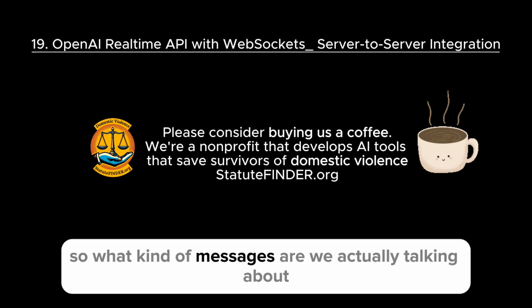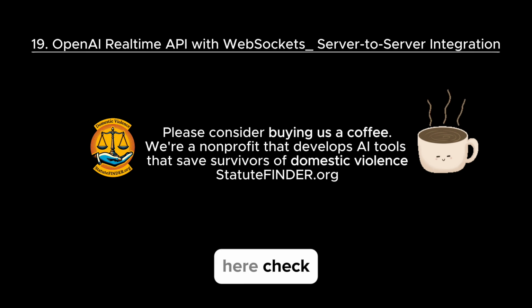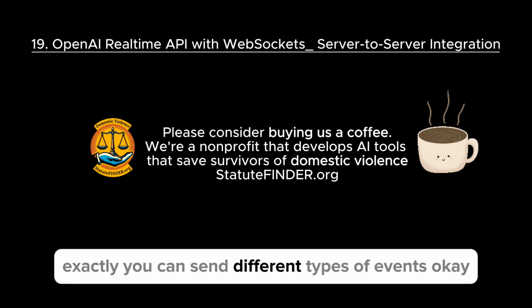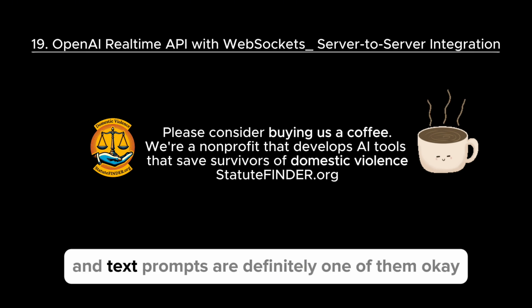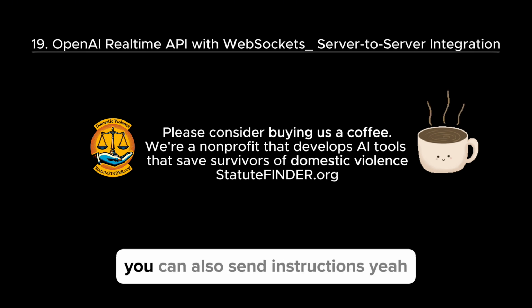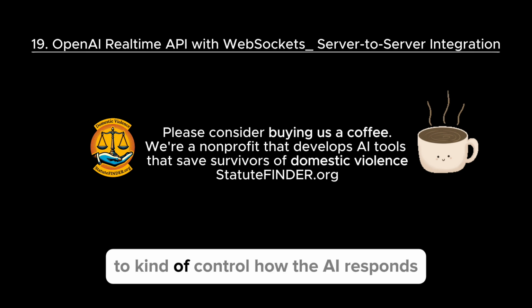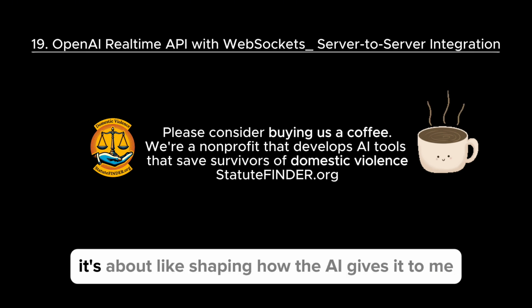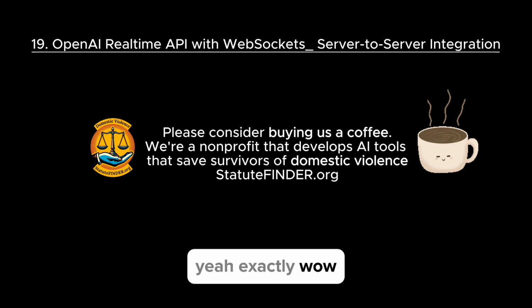Okay, so what kind of messages are we actually talking about here? Like, can I send a text prompt as an event? Exactly. You can send different types of events, and text prompts are definitely one of them. You can also send instructions to kind of control how the AI responds. So it's not just about getting information back. It's about shaping how the AI gives it to me. Yeah, exactly. Wow, that's pretty powerful.